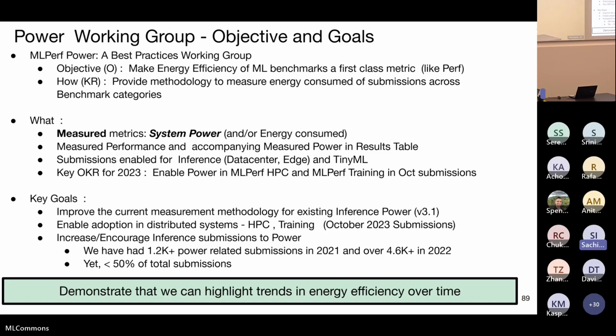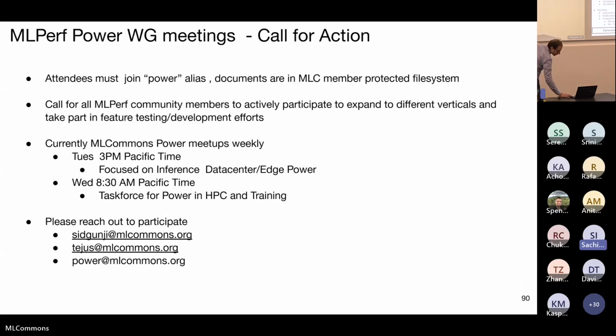So David, next slide. The next slide is more on just call for action. Please join us. There's a lot of good work happening, but we definitely need more people participating, with diverse ideas to test out and figure out what we should do forward looking, right? Especially for inference, for data center and edge.